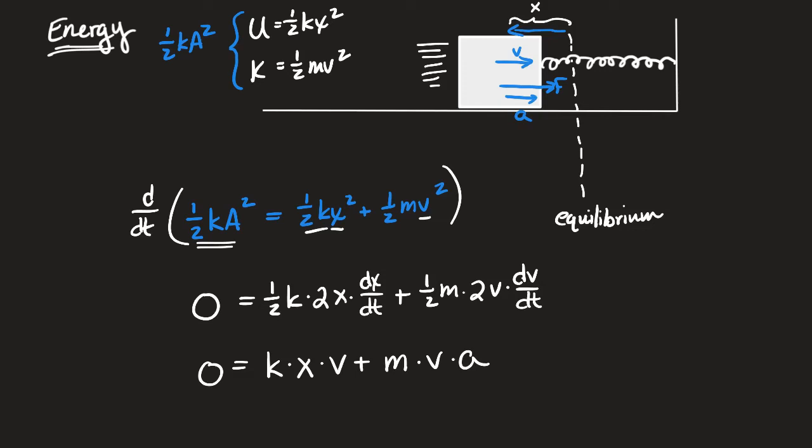Now, I hope you see there's clearly something that can be factored out here. And as long as v is non-zero, and in this instance we know it's not, then we can get v out. And get this relationship, kx plus ma equals 0. Well, that shouldn't be a surprise. That's the force equation from yesterday.